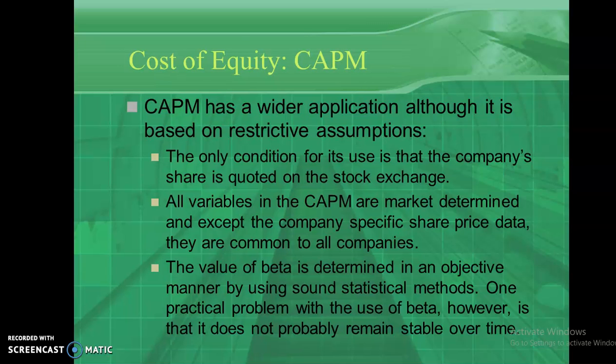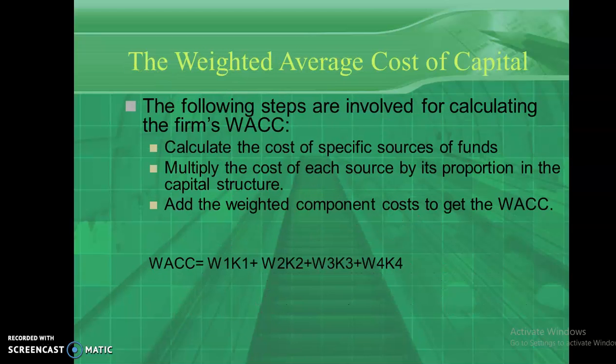So what is the condition for CAPM approach? Company shares must be quoted in the stock exchange. That's the most important point. And the second point is all variables in CAPM are market determined and all can be calculated from the stock market. And the value of beta can be determined by comparing the stock returns and Sensex returns using some statistical methods. So beta coefficient tells about the risk of the security. These are some assumptions coming under the CAPM approach.